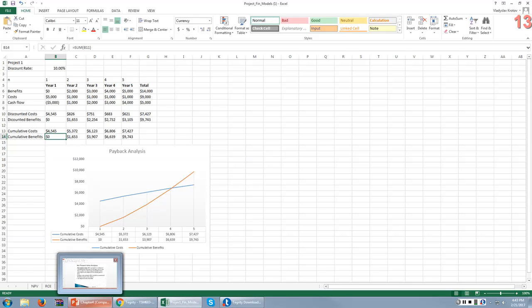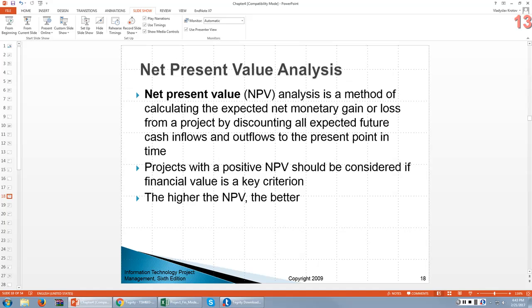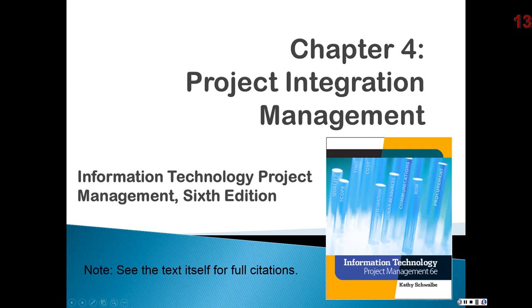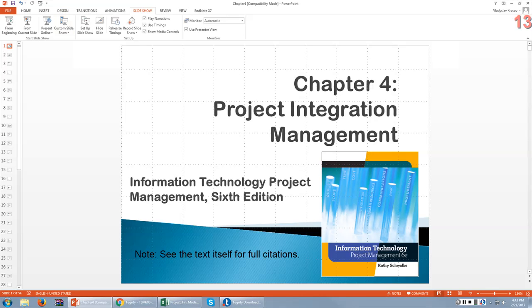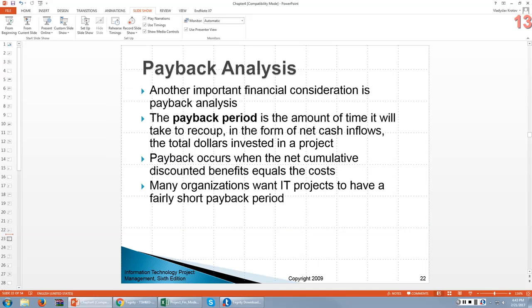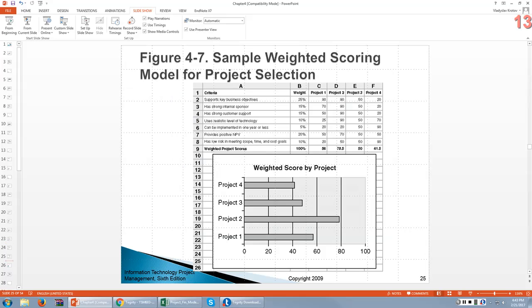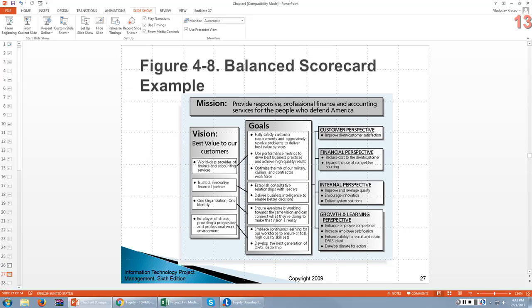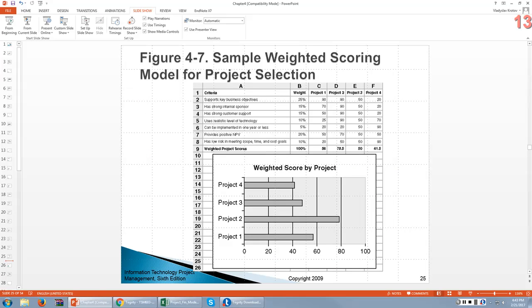So these are financial models that are often used in evaluating investments in projects. We're going to talk about some other approaches, and those are hybrid approaches. They combine both quantitative and qualitative considerations. One of those approaches is the so-called weighted scoring model, and then you also have a balanced scorecard approach, and we're going to talk about those two in a second.